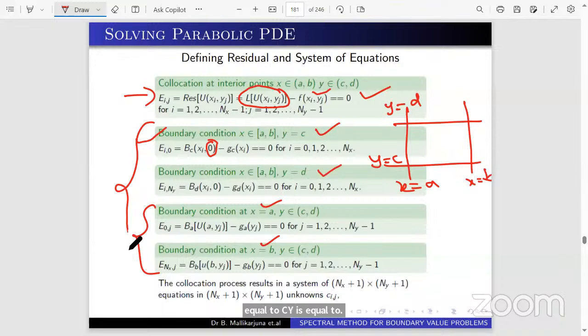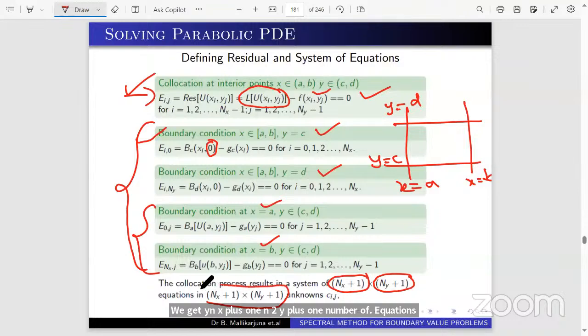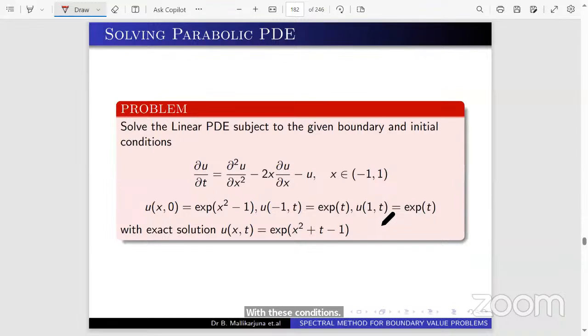So there are 4 boundary conditions with these residuals. We get nx plus 1 into ny plus 1 number of equations with these conditions. That many unknowns and that many equations we get from this set of equations, after converting into the matrix form, after rewriting the set of equations from the residual and based on the conditions.